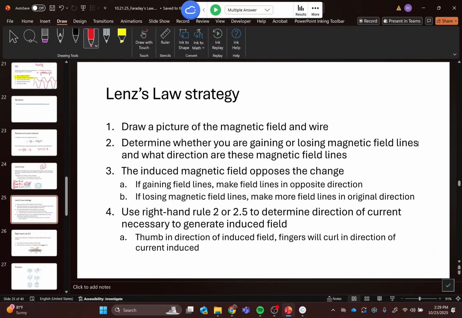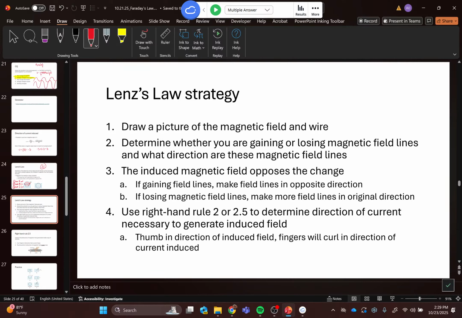We just did that last time. Am I getting more or am I getting less? Now I'm going to make a field to oppose that change. If I'm getting more, then I need to make fields the other way to cancel it out. If I'm getting less, then I need to make more in the original direction to counteract that change. Then use right-hand rule 2.5 to figure out the direction of current.